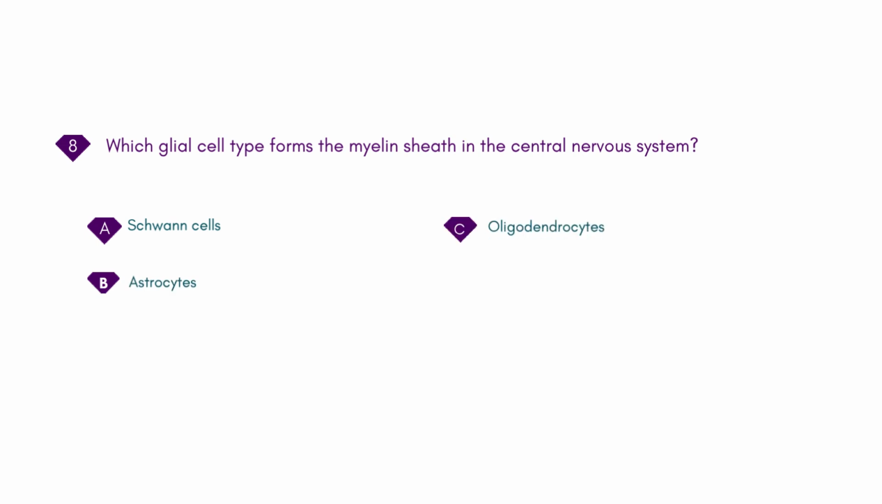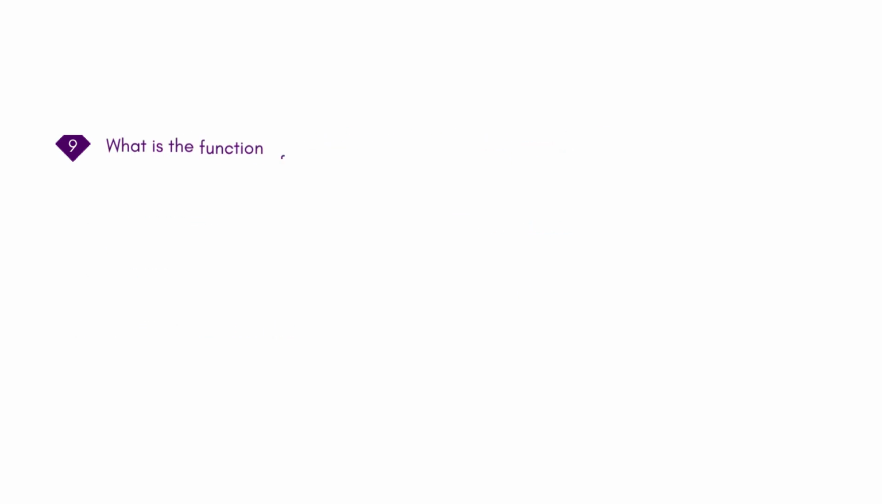Which glial cell type forms the myelin sheath in the central nervous system? A. Schwann cells. B. Astrocytes. C. Oligodendrocytes. D. Microglia. Answer: C. Oligodendrocytes. What is the function of the autonomic nervous system?